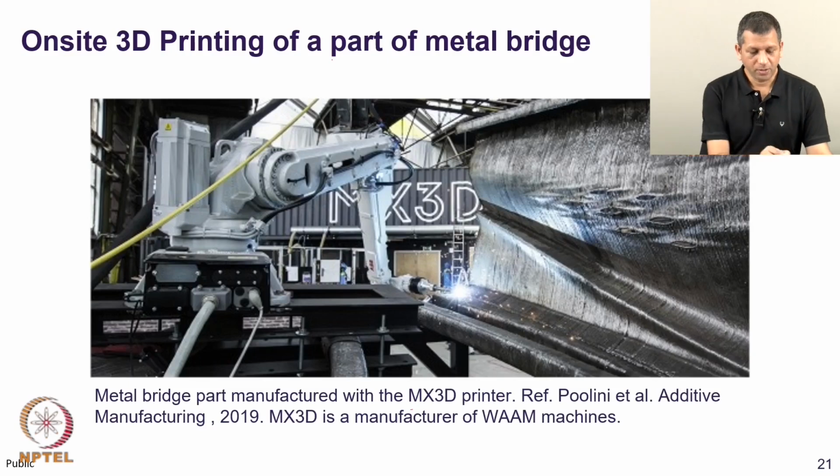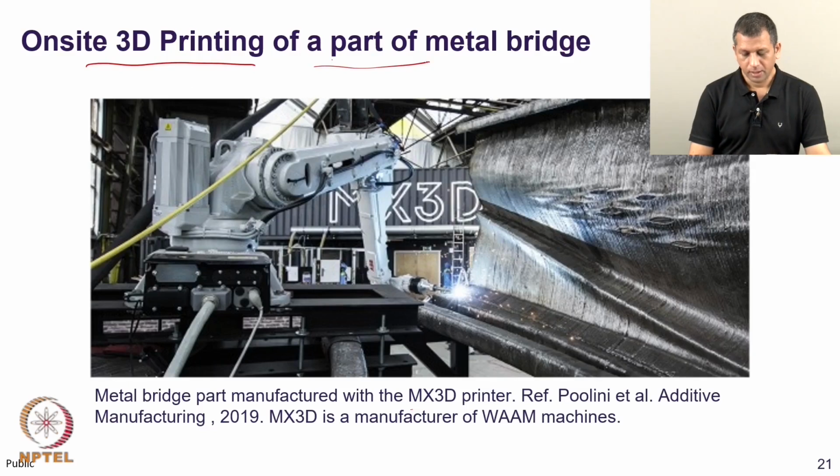Here is an example of on-site 3D printing of a part of a metal bridge. In construction domain, at times the parts can be so large that they cannot be built elsewhere and brought to the site of application. Thus, as you have seen in the other examples also, the construction needs to be done on site. In this case, the WAAM process is being used.